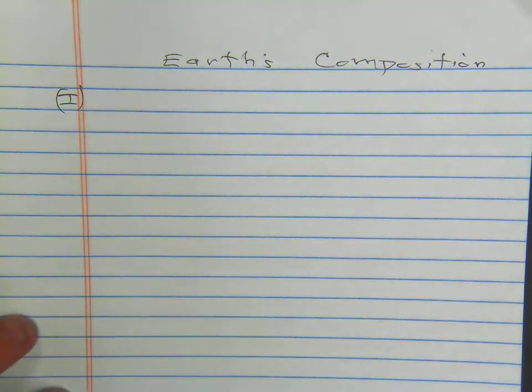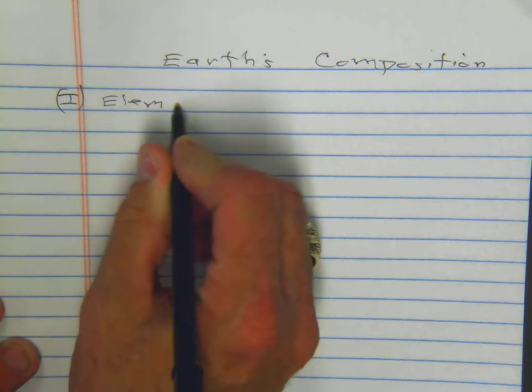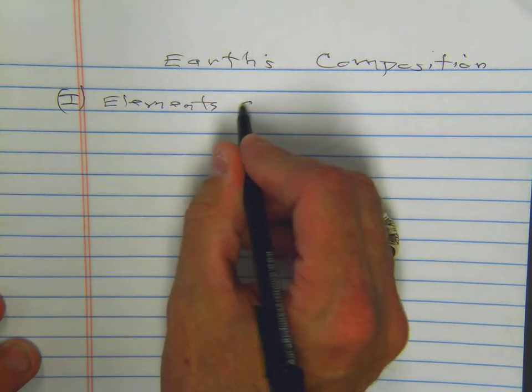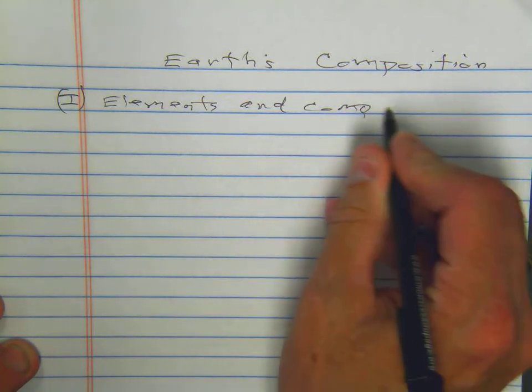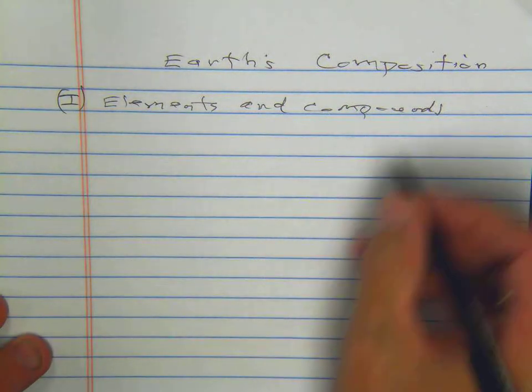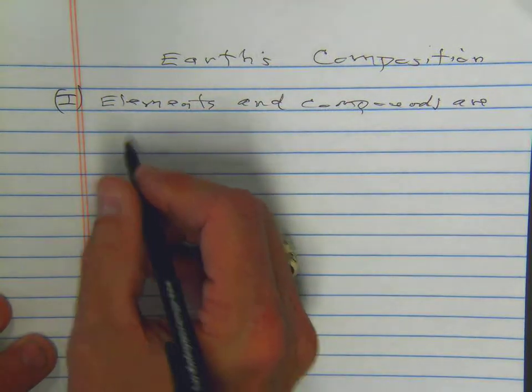So, some characteristics. One thing to remember is that the elements and compounds are distributed unevenly, if you will, around the world.